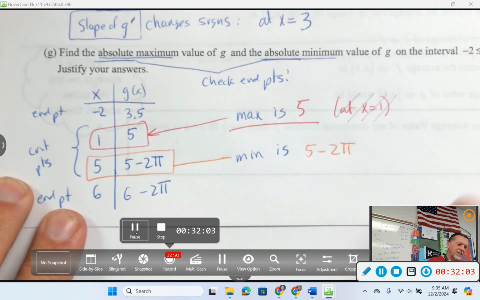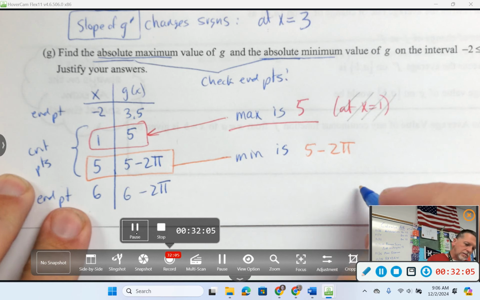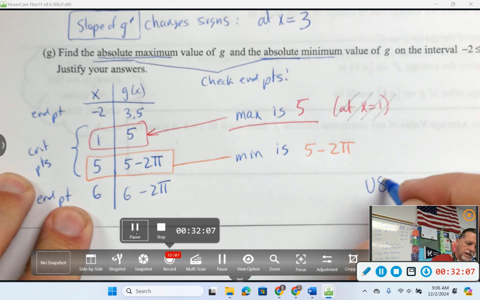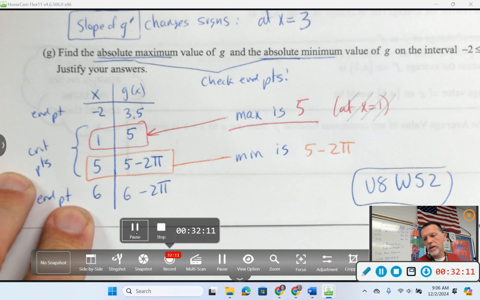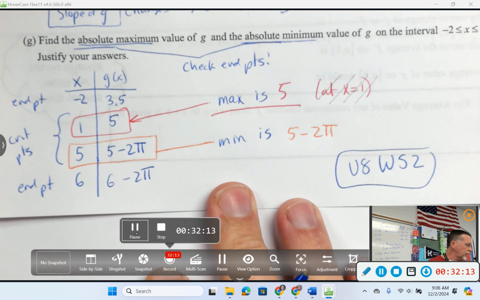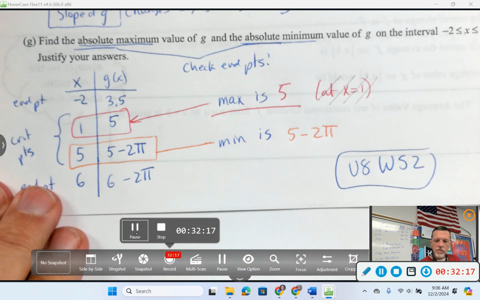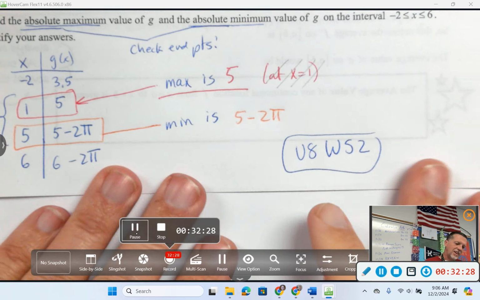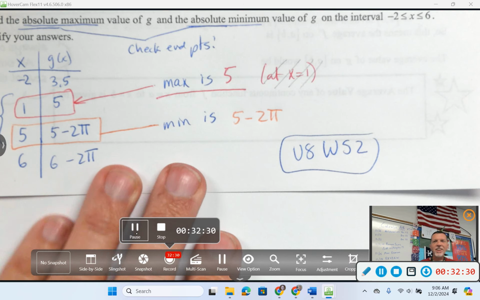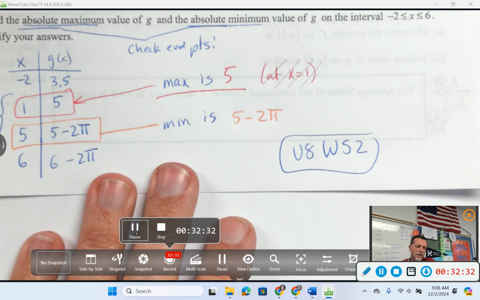Okay, goodness, that's a lot of stuff in there. Today's assignment is Unit 8, Worksheet 2. Calculator is required for some. A lot of theory, not a lot of work on some of these, really. Like computationally, it's an easy day. Theory-wise, it's a harder day.